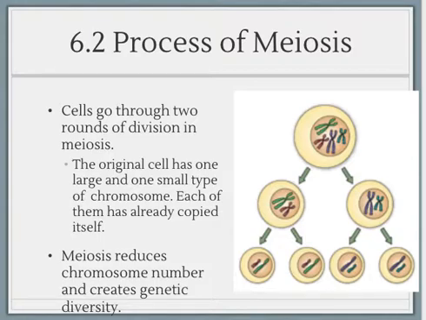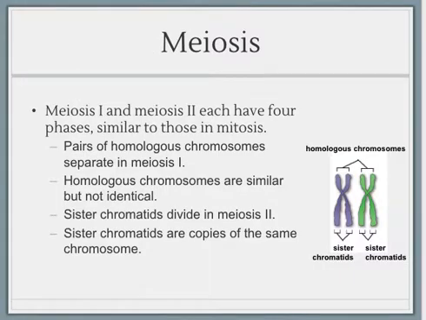Okay, so let's see here. So again, like we said, 2 rounds. We're going to call them meiosis 1 and meiosis 2, and they each have 4 phases. It's going to remind you of mitosis. So you still have prophase, metaphase, anaphase, telophase, but you're just going to have 2 rounds of each.